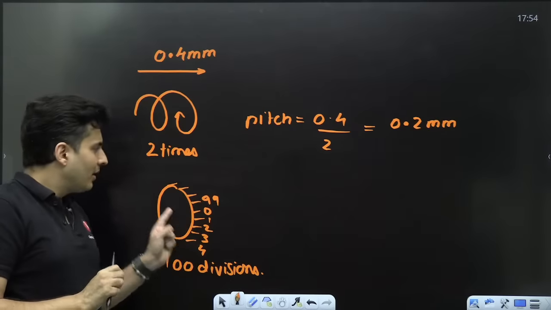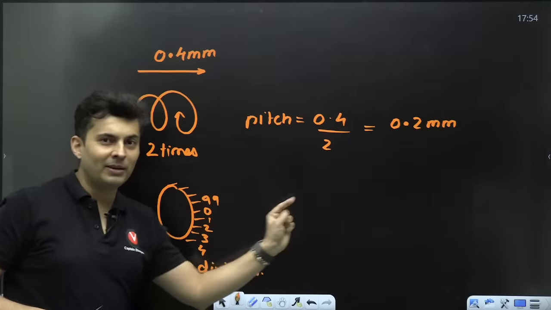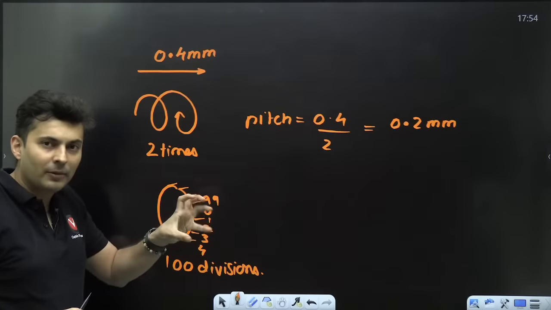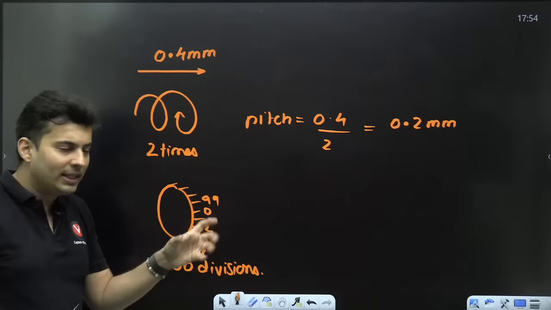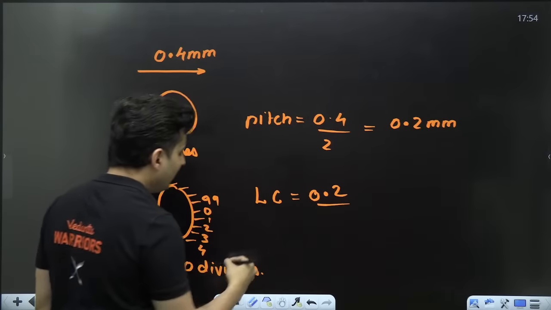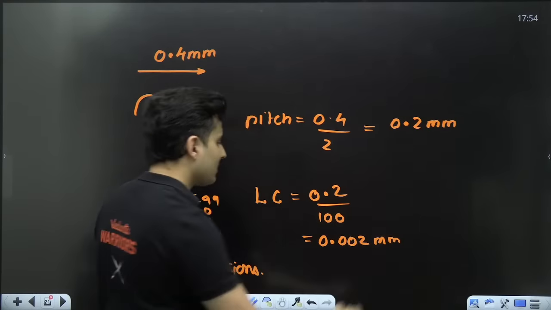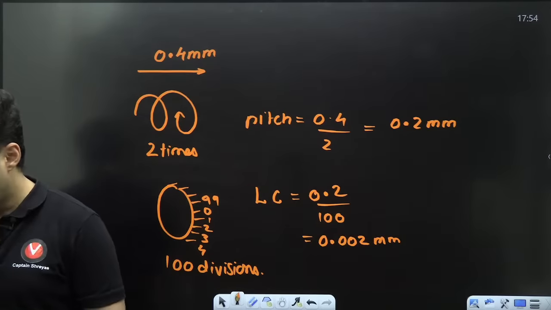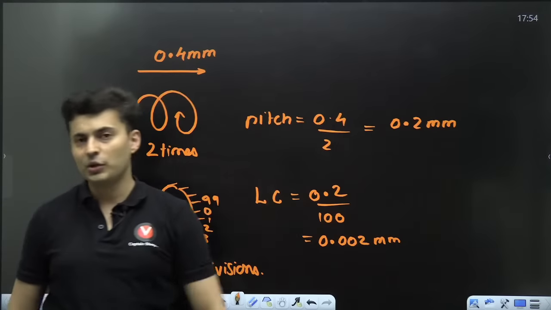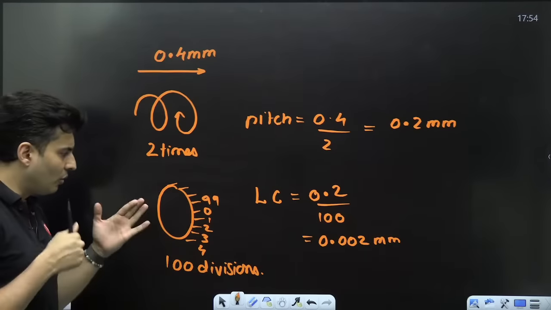So think of it this way: one complete rotation, it moves by 0.2 millimeters. So if I move the circular scale by one division, just one small tick from one division to the next, that will be the least count. The least count will be 0.2 divided by 100, that is 0.002 millimeters. Is that understood, my dear warriors? In this case, it is 0.002 because the pitch was 0.2 millimeters. Yes, very good.